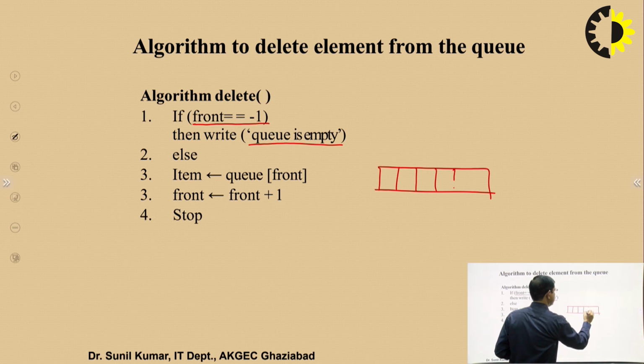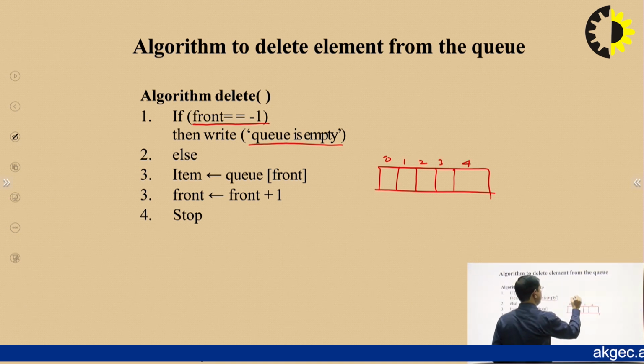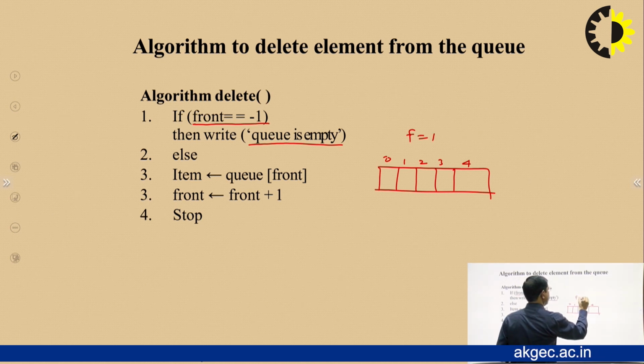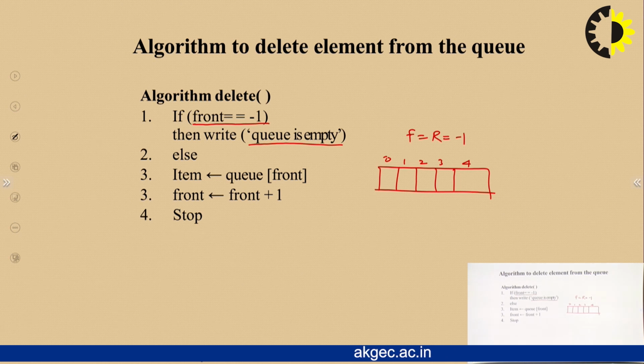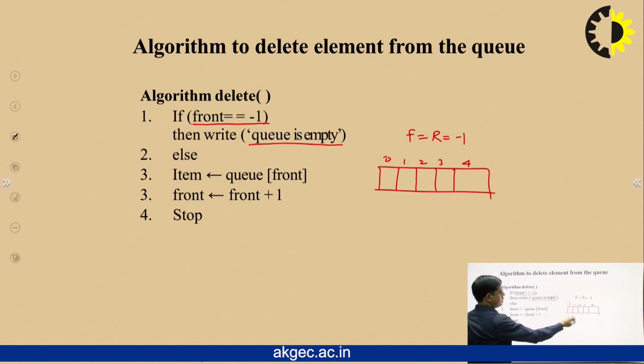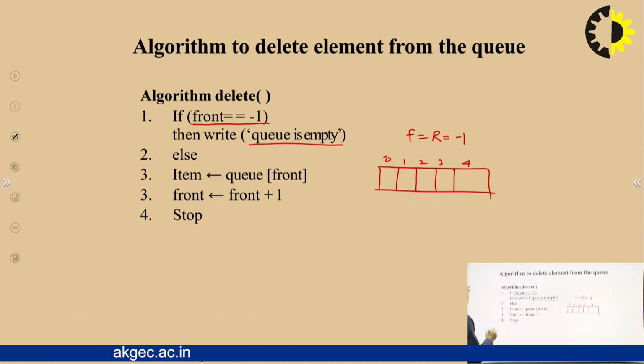As we have taken the example, this is the queue. These are the positions where we can insert the element. We are doing the indexing from 0, 1, 2, 3 and 4. Initially, front equals rear equals -1. That indicates there is no element, because there is no element, so it is empty.